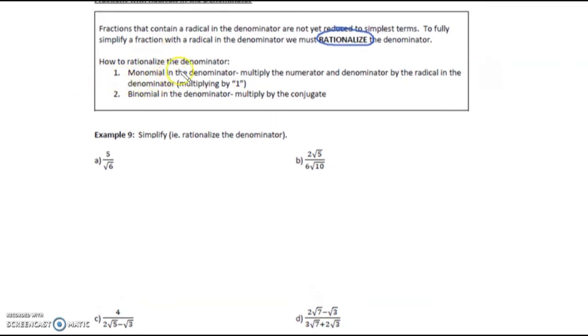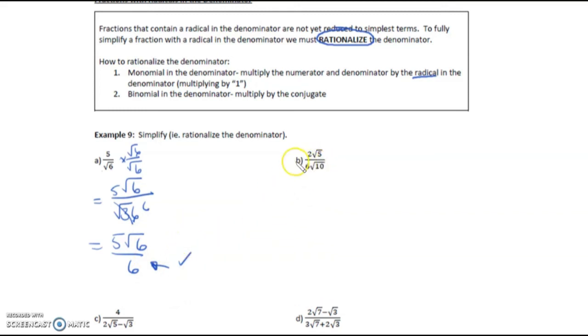Number one, a monomial in the denominator. We multiply the numerator and the denominator by the radical in the denominator. Essentially we're multiplying by 1. For example, with 9a, we would multiply it by root 6 over root 6. The reason this works is because the numerator would now be 5 root 6, and the denominator would become root 36, which cancels out. So we get 5 root 6 over 6. You're allowed to still have something in the denominator, but it just can't be a root sign.